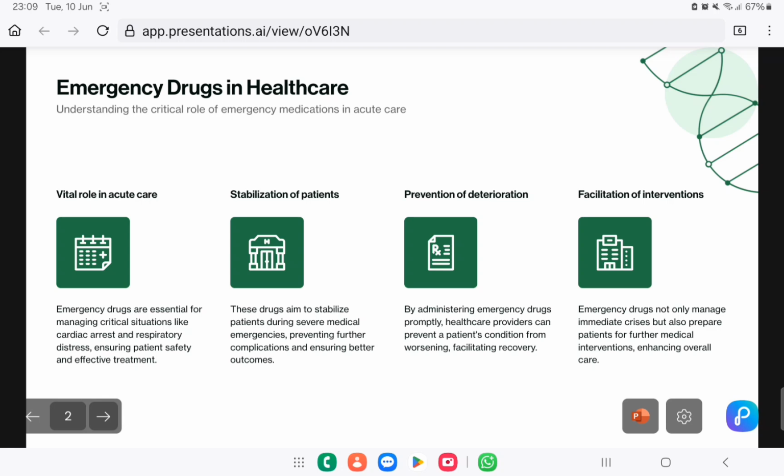Facilitation of interventions. Emergency drugs not only manage the immediate crisis but also prepare patients for further medical interventions, enhancing overall care.